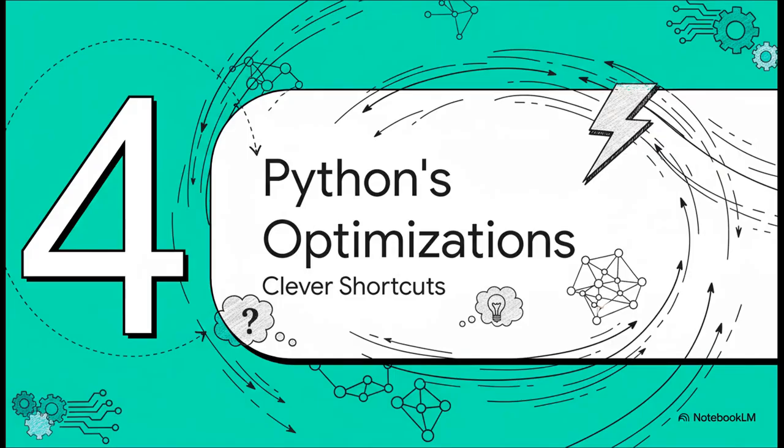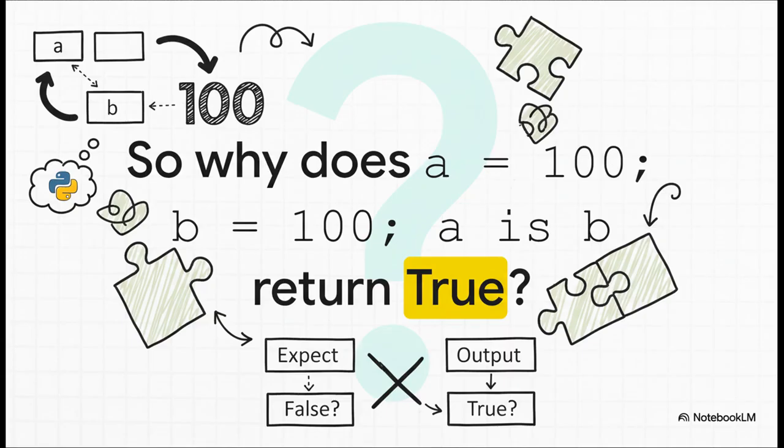Okay, so now that we've got the fundamentals down, reference counting, mutability, and identity, let's dive into the really fun stuff. Some of the secret optimizations Python is doing behind your back to make everything run faster. So let me throw a puzzle at you. Based on everything we just learned about lists, you'd probably expect this to be false, right?